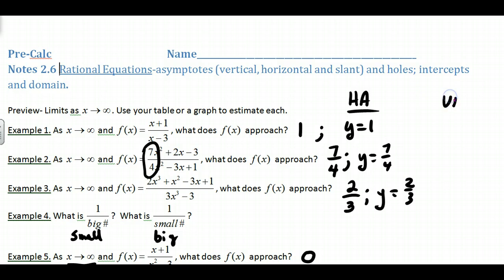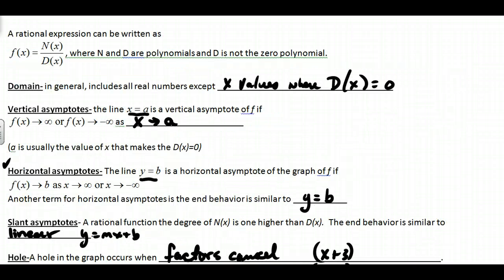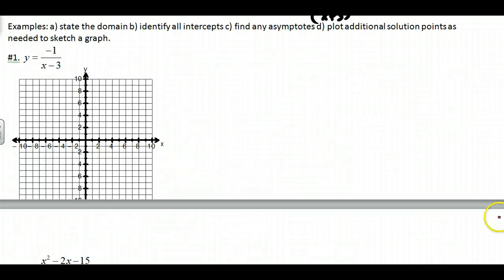I also can do my vertical asymptotes. We'll get into this more, but for this one, it's when the denominator is equal to 0. So that would be x equal to 3. Notice the equations I write. Horizontal asymptote, y equal to. Vertical asymptote, x equal to 3. I'd have to factor those and figure those out. I'm not going to do that right now. We'll get into some other examples.